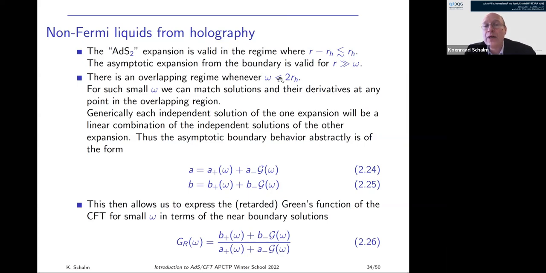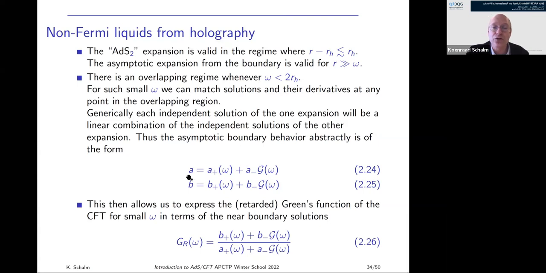So we simply pick a point, right? Which is within this region and within this region. And at that point, we match the solutions and their derivatives, just like we do in ordinary quantum mechanics. And when you match solutions and derivatives, that uniquely determines how the one solution is related to the other solution. Now, I don't have to do that exactly, because what you know from the theory of differential equations is that each independent solution of one expansion will generically be a linear combination of the independent solutions of the other expansion, right? Generically, they don't match exactly one-to-one.